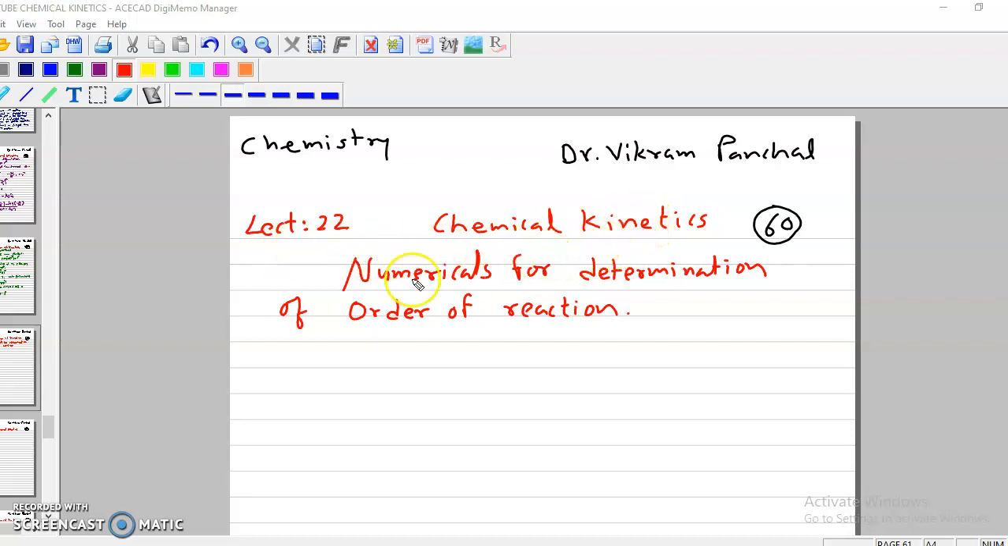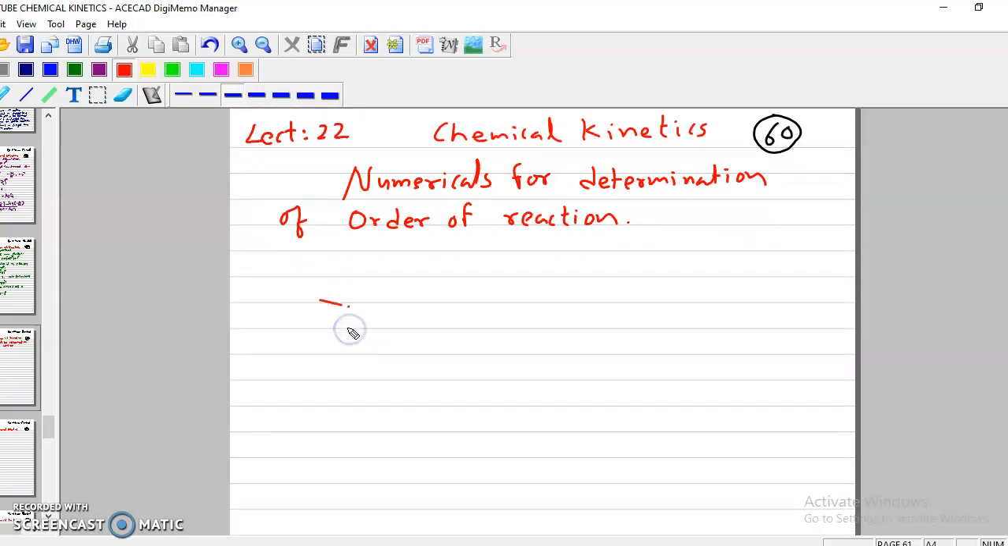In this lecture, I will explain numericals for determination of order of reaction. Okay, so let us take one first example to find out order of reaction. The reaction is ammonium cyanate on heating decomposes to give urea.